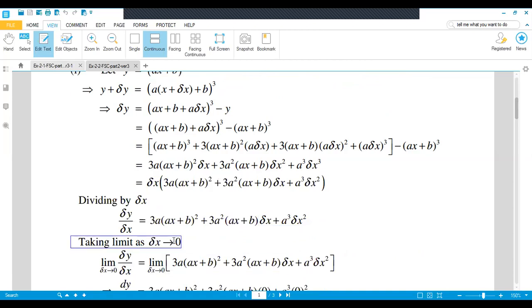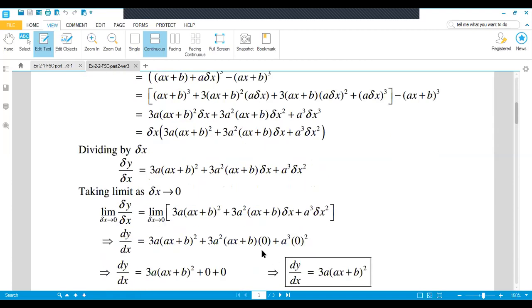Now you apply the limit on both sides. Delta x approaches 0 on the left hand side and delta x approaches 0 on the right hand side. Where you have delta x multiplied with a number, just like in the second value and in the third value, it will be converted to 0, and the first value having no delta x, we write it as it is. And the limit of delta y over delta x will be converted to dy by dx. So you get the required answer.